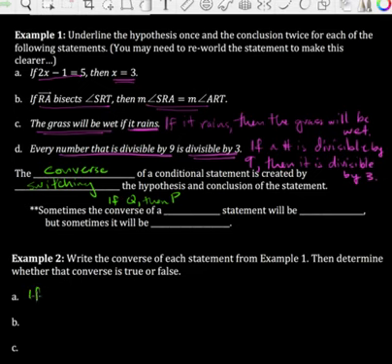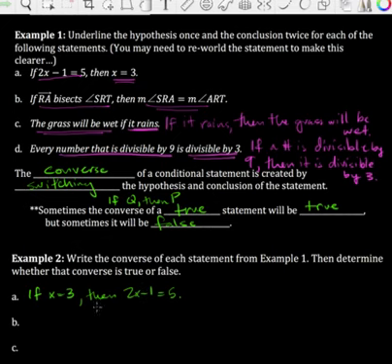We would say if x equals 3, so we'll put the conclusion of the original statement where the hypothesis goes, then 2x minus 1 equals 5. That was the hypothesis in the original statement, so in the converse it becomes the conclusion, right? Now, sometimes the converse of a true statement will be true, but sometimes that converse of a true statement will actually end up being false.